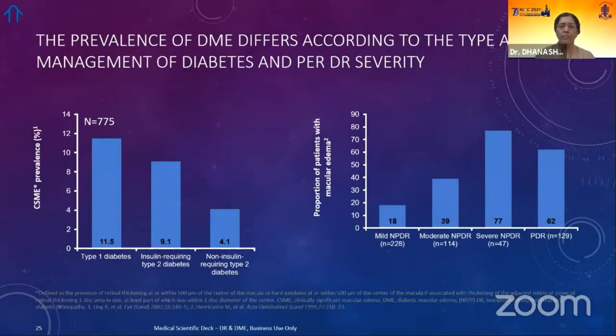It also depends on the type of diabetes. It is more commonly seen in type 1 diabetes, less common in insulin-requiring, and a little bit even less common in non-insulin dependent diabetes. And it also depends on the severity of diabetic retinopathy, as I told you. Obviously, with very severe diabetic retinopathy, you would have a higher risk of diabetic macular edema.